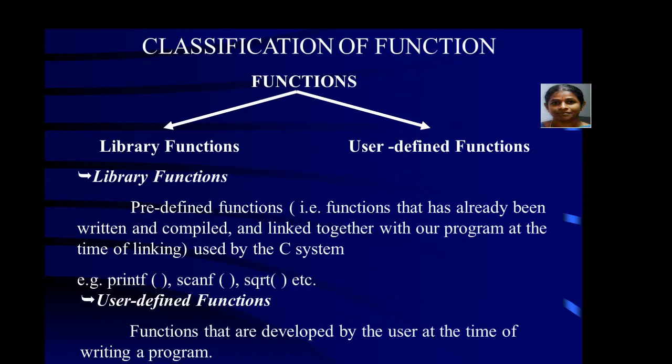You have two types of function. One is a library function, the other one is the user-defined function. Library functions are predefined functions, for example printf and scanf. Scanf is used to read the input and printf is used to print the output on the monitor. User-defined functions are developed by the user at the time of writing a program. Main is a special user-defined function because the name main has been given by the system, whereas the coding is given by the user.